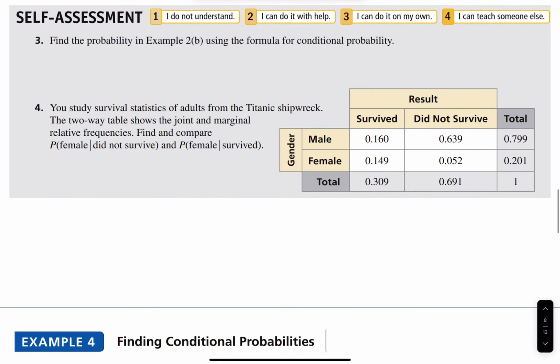All right, self-assessment. Try both 3 and 4. Pause the video for about 6 minutes.